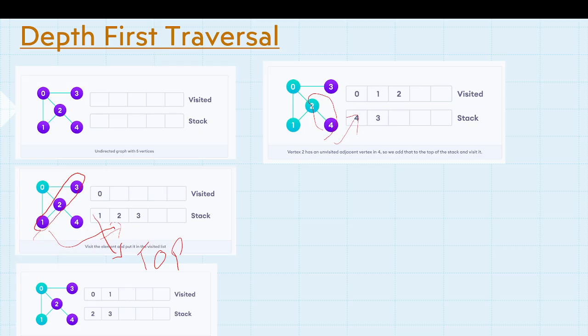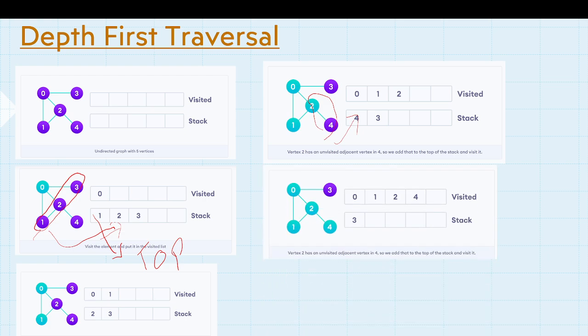Next, we visit the last element that is 3. It doesn't have any unvisited elements. So we put it to the visited list. So now this completes the traversal process. So summarizing, the steps involve visiting the nodes and putting all the connected nodes onto the stack and retrieving one by one.